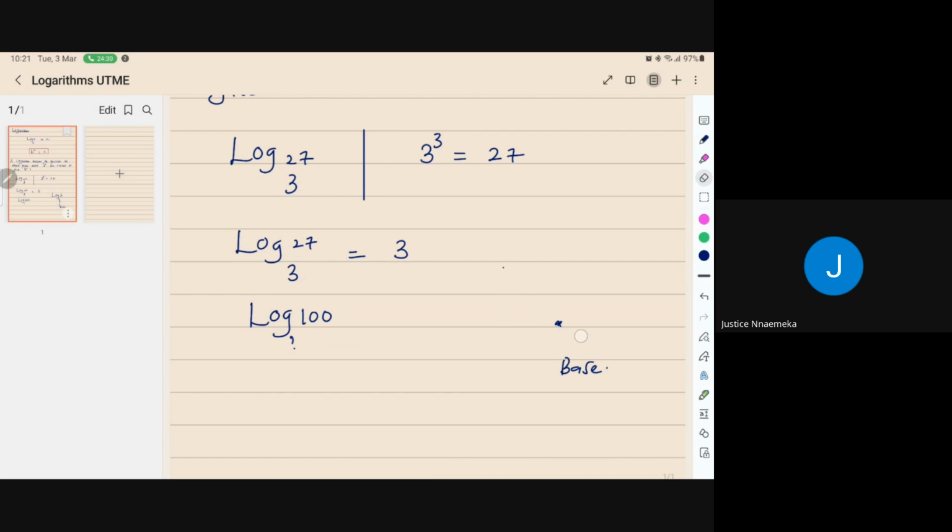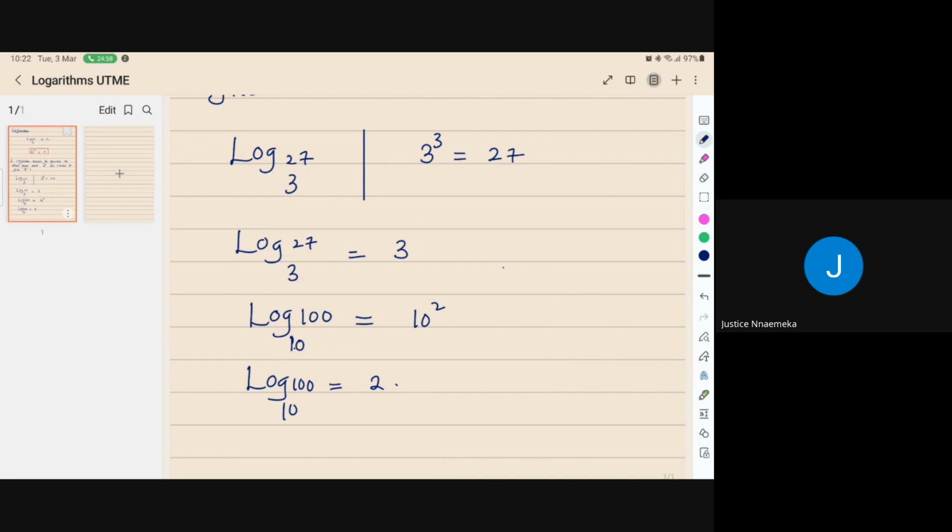So now log 100 simply means which power, remember that it's going to have 10 automatically. So which number will I raise 10 to so that I can get 100? You can see that 10 raised to power 2 will give me 100. So therefore, log base 10 of 100 is equal to 2. Likewise, log 1000 base 10 is going to equal 3. So you just count the number of zeros.